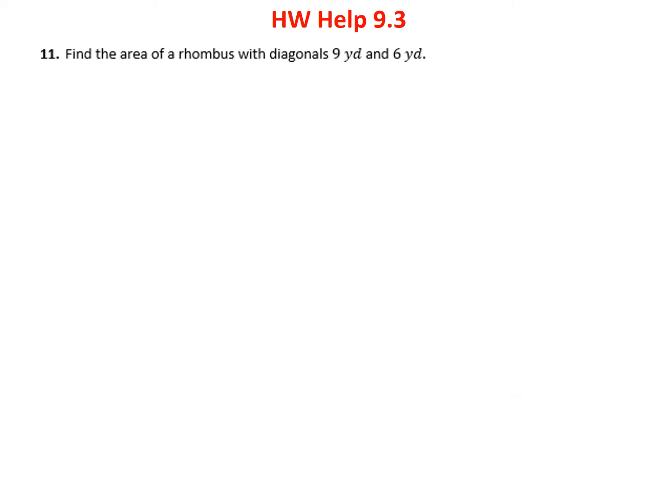Problem 11 is another simple one. They ask us to find the area of the rhombus, and they just tell us the diagonals are 9 and 6. Area is 1/2 the product of the diagonals, so just plug in 9 and 6 and divide by 2. 1/2 of 9 times 6 is going to be 18 feet squared.